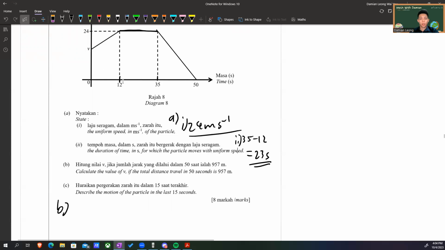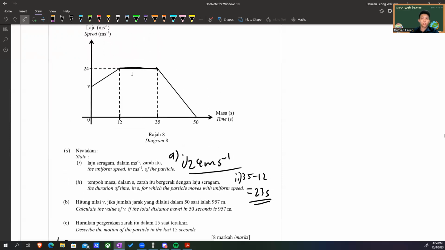Total 50 seconds, 957 meters. So this is basically the total distance, which is the total area under the curve here. To find area, we split into shapes that we know: a trapezium here and another trapezium here.